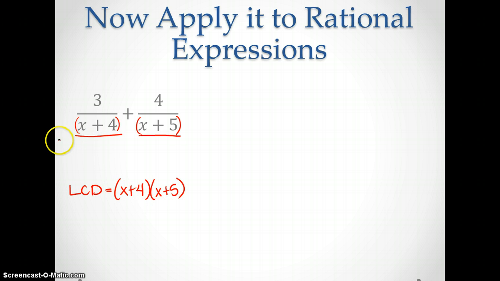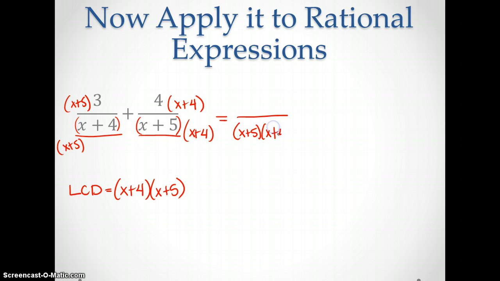So we need to multiply our first fraction by x plus 5, and that would be on the numerator and the denominator. And in our second fraction, we need to multiply by x plus 4, because that's the factor that we're missing for our least common denominator. Once we get to that point, so we say x plus 5, x plus 4 is now our least common denominator, rewrite our fractions, x plus 5, x plus 4.